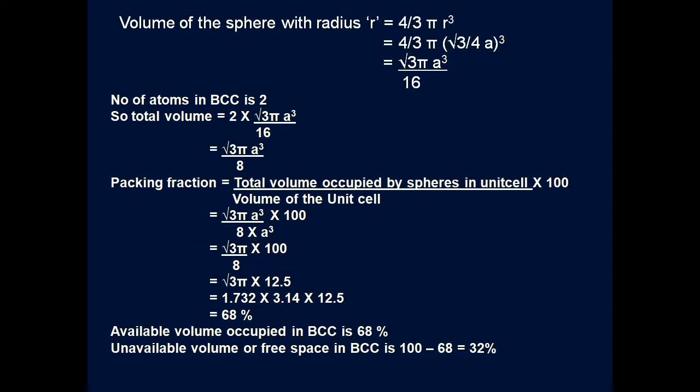Next one, packing fraction. The packing fraction formula is the total volume occupied by the spheres divided by the volume of the unit cell. Substitute these values. Afterward cancel the a cube, and then substitute the pi value, we get the final answer 68%. This is the available volume of the body center cubic unit cell. If you want to calculate the unavailable volume or the free space of the body center cubic unit cell, you subtract the 68% from 100, we get the answer 32%.